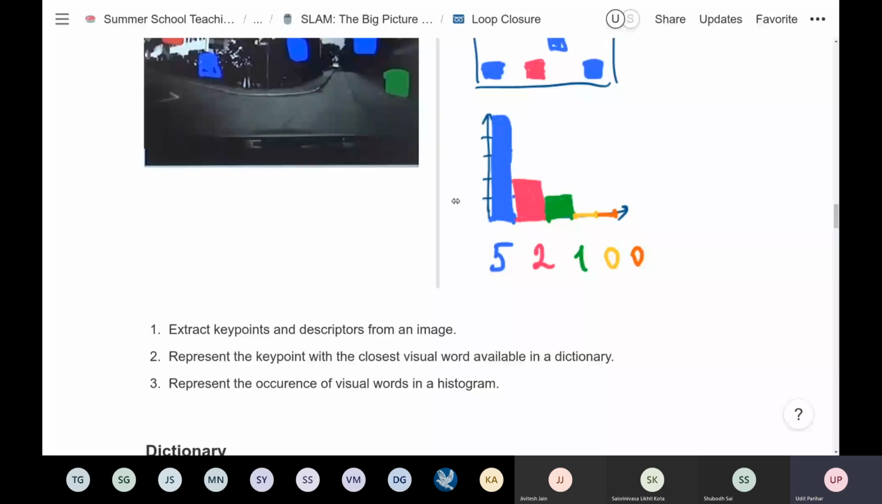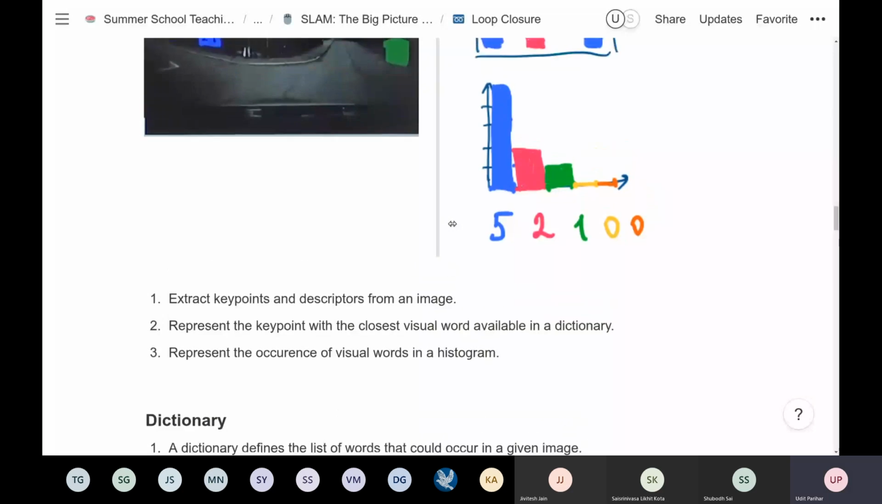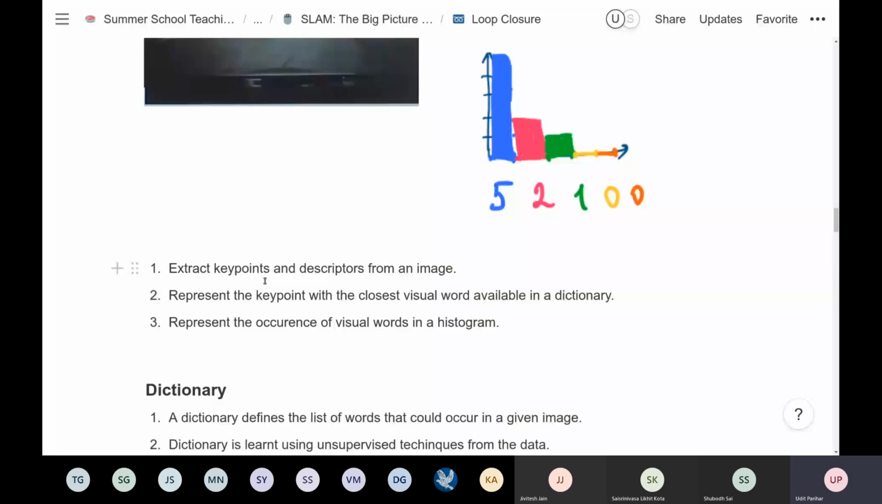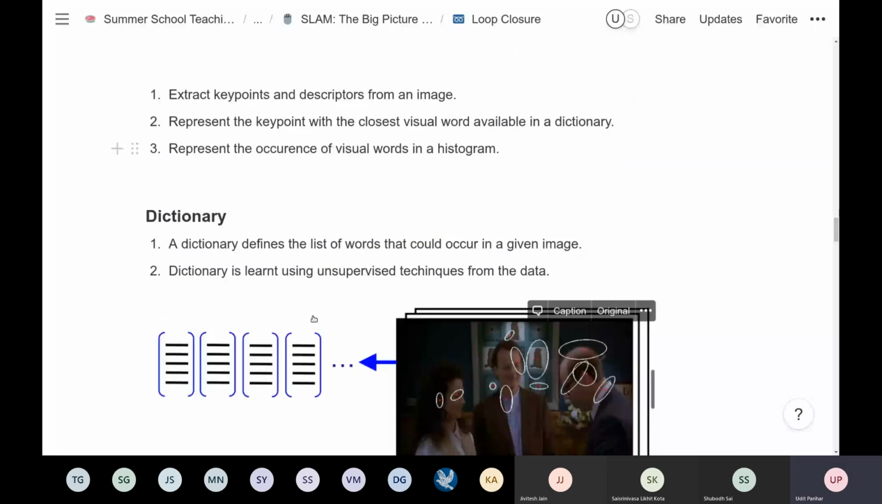That's why we use this bag of visual words approach in SLAM, because there we want fast computations. Our input is coming at a very high frame rate, and we want to compare our current image to the past database images, which we are also building on the fly. As I said, what are the steps? Extract key points, represent the key points with the closest visual words in the dictionary, and represent the occurrence of visual words in a histogram. Now we will see how we are going to build a dictionary.